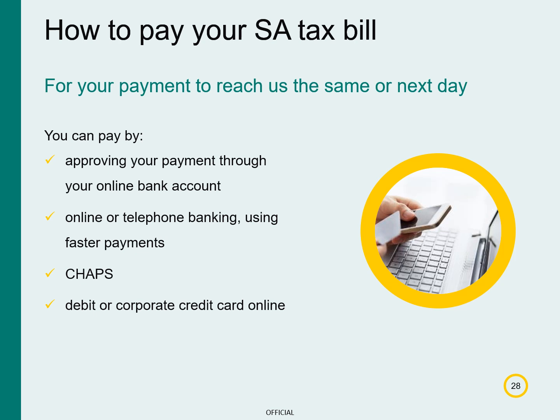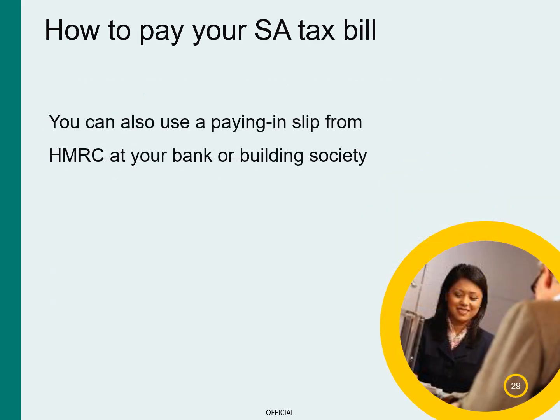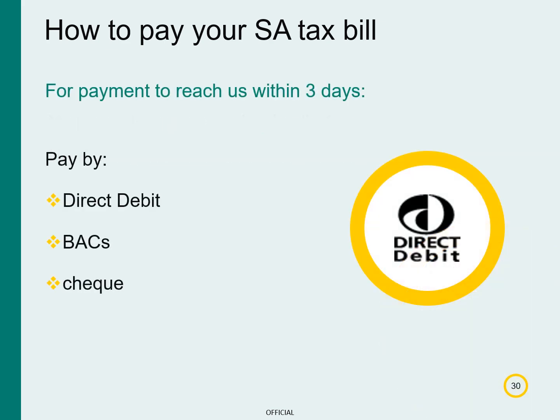For your payment to reach us the same or next day, you can pay by approving your payment through your online bank account, online or telephone banking using faster payments, CHAPS, or your debit or corporate credit card online. You can also use a paying in slip from HMRC at your bank or building society. For payment to reach us within 3 days, pay by direct debit or BACS. Alternatively, you can send a cheque through the post.